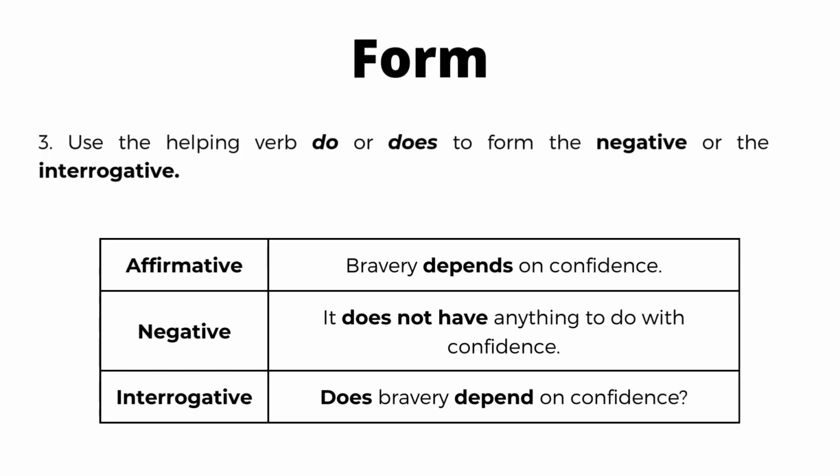Use the helping verb do or does to form the negative or the interrogative. In the affirmative, we have the following sentence: bravery depends on confidence. To transform it into the negative form, all we have to do is use does for verbs ending in S and use not after does since it's negative. It does not have anything to do with confidence.